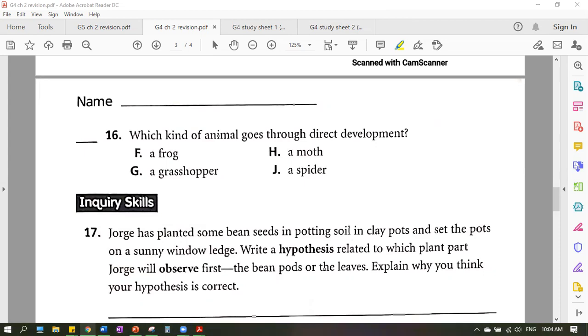Okay, so Muaz, would you like to answer number 16? Because number 15 was a new one, it was for you. Which kind of animal goes through direct development? Frog, grasshopper, moth, spider. Frog. Oh, really? Are you sure about that? I said direct development. It means it looks the same. We just said direct development means not changing that much. It's going to be a spider, because it's the only one that looks the same as a young one.